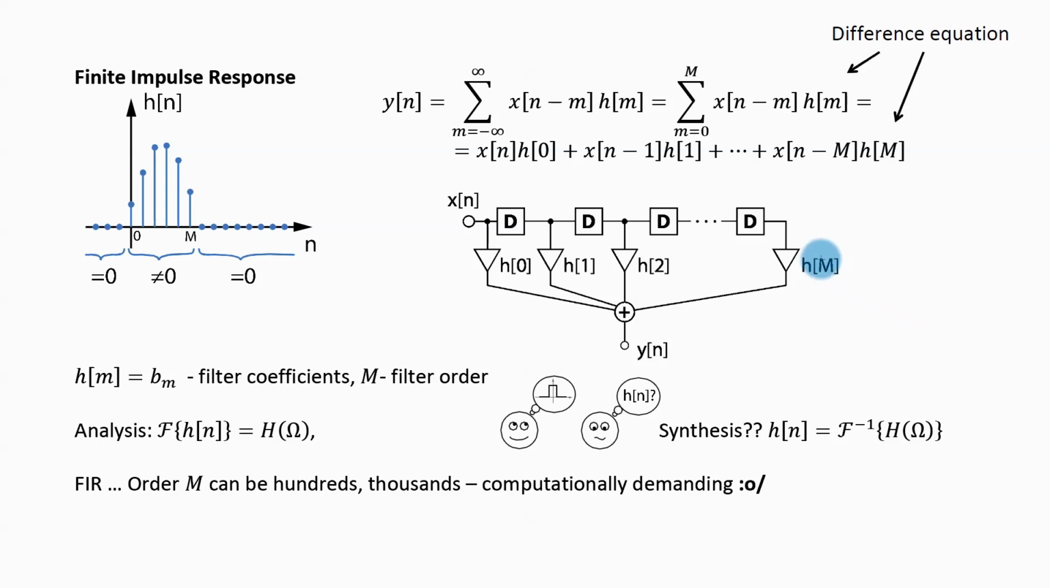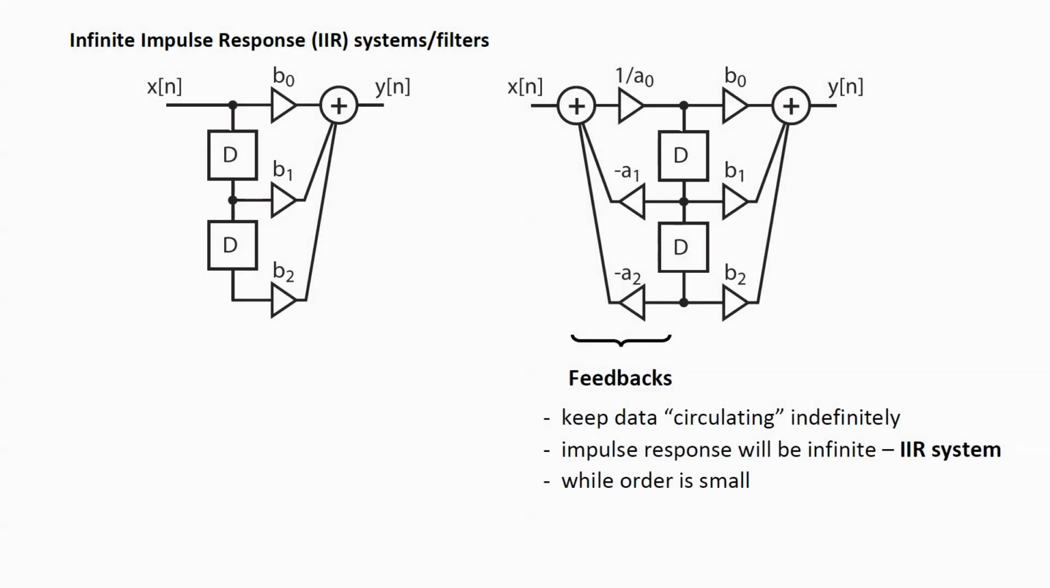Now remember that this m we also call the order of the filter, or the order of the system. And that is why we say that an FIR filter can have a very high order, in which case it can be computationally demanding. Okay, so we may need a very long impulse response to get a good frequency characteristic, but we do not want to do a lot of computations to get it. What can we do? We can do the following trick.